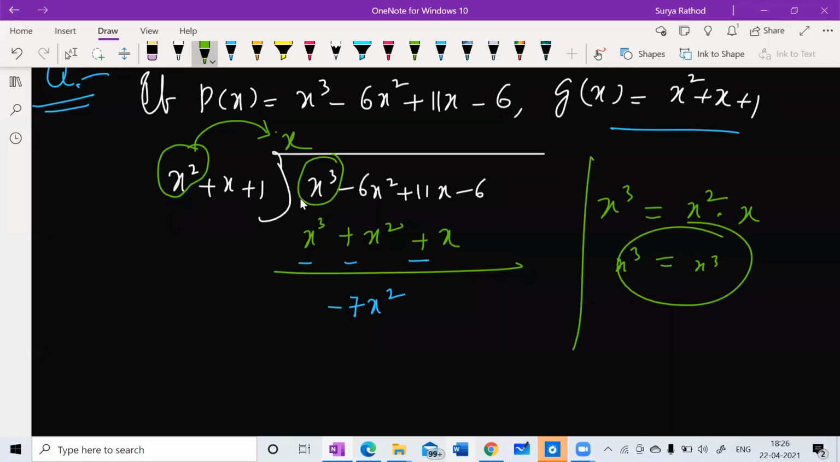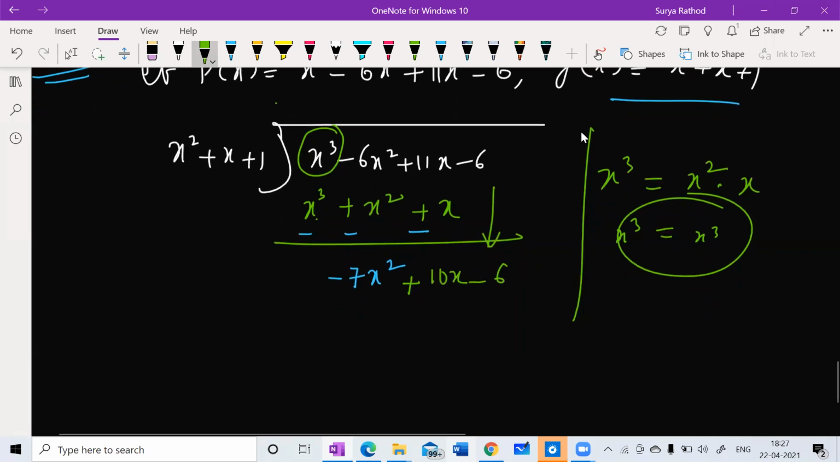Getting my point, children? So that's what I'm explaining here. I multiply x square with x. So x into x square is x cube, x into x is x square, x into 1 is x. Now subtract, as simple as that. Plus x cube minus x cube cancels. Minus 6x square minus x square gives minus 7x square, and 11x minus x gives plus 10x, minus 6. Look at this now.